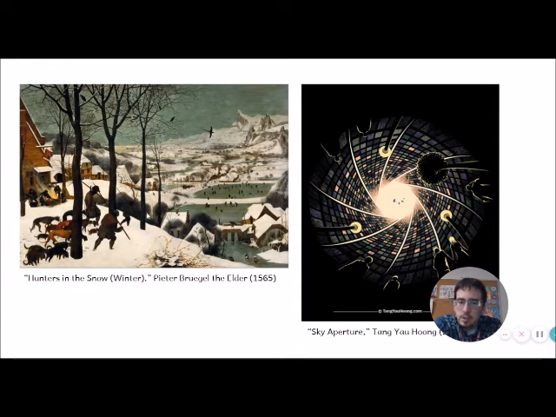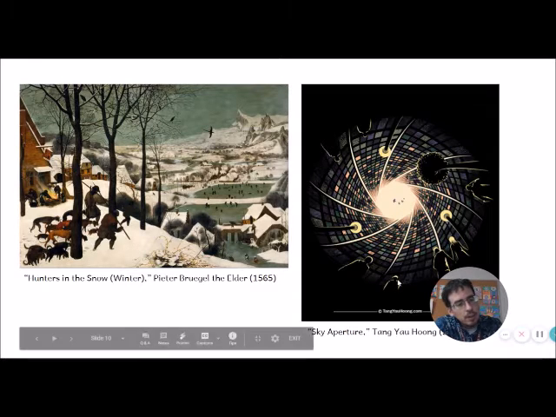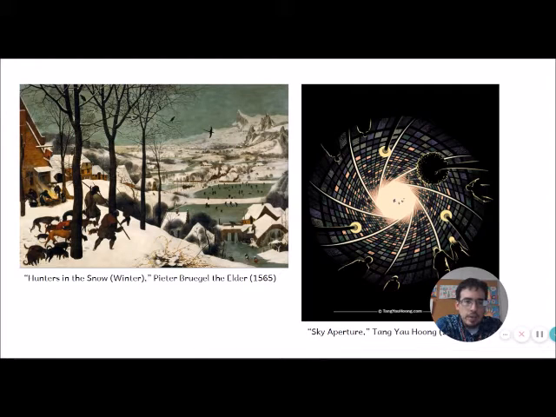Also, as they get farther away, some of them get higher or closer to that horizon line. And then this picture over here is a little bit trickier. It's called Sky Aperture, and it's a picture looking up. What things in this picture are closest to us?